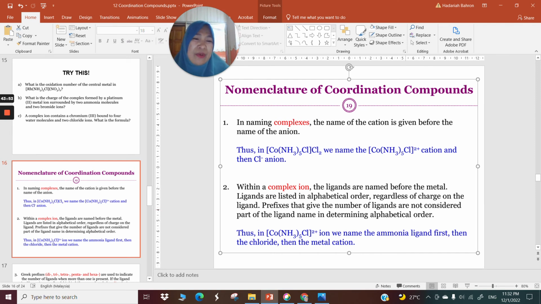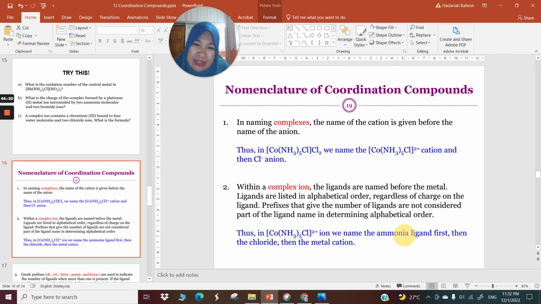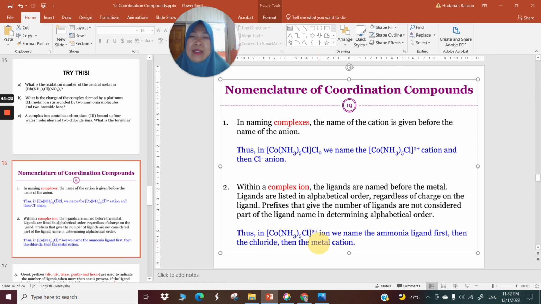Prefixes that give the number of ligands are not considered part of the name in determining alphabetical order. For example, diaqua is not D, it is A. Aqua is water. So diaqua will come first before trichloro, for example, because it is C, not the tri. Thus, in the Co(NH3)5Cl2 plus ion, we name the ammonia ligand first, then the chloride, then the metal cation. We are going to go through some examples of this a little bit later.